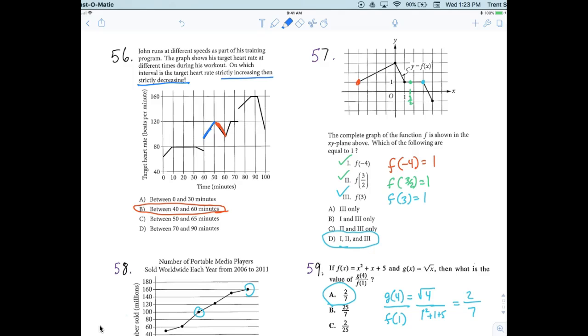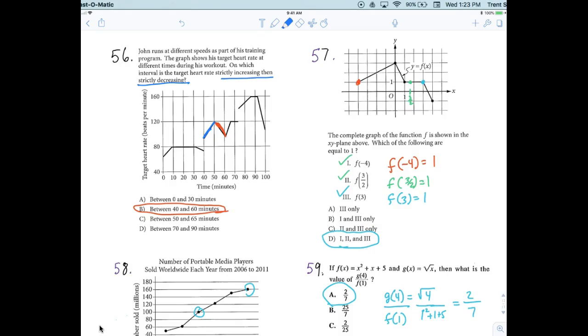Right? Now, if 1 and 2 works, then the answer has to be D, right? But we're going to show you. When the x value is 3, go to 3. What's the y value? 1. Bear with me on that. That was something you should look over. That is something you definitely should look over. Okay? All right, let's scroll down.